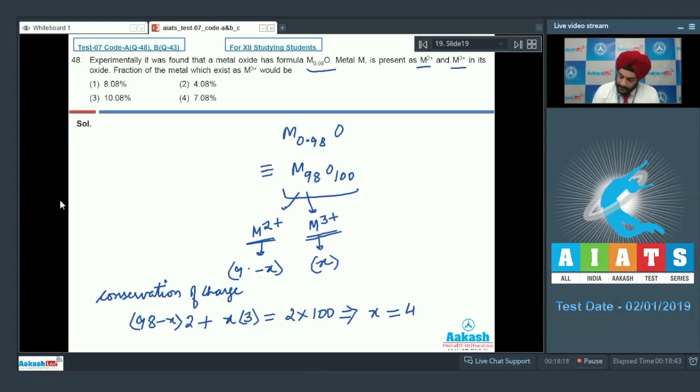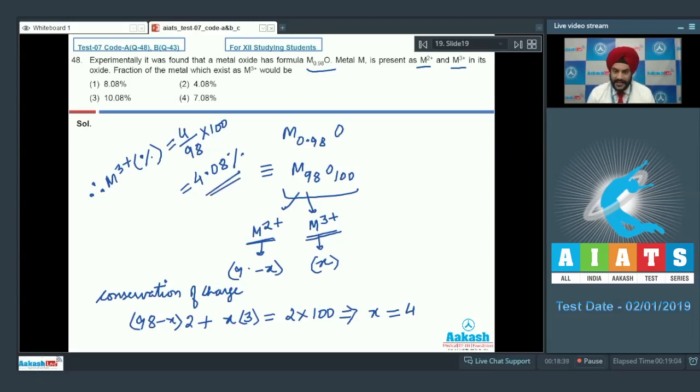So if we talk about the percentage of M3+ ions, we have 4 upon 98 into 100. And this value will be a little greater than 4%. So it will come out to be approximately equal to 4.08%. So if you look at the options, it is clear to us that we have to mark option 2 as the correct answer to our question. Let us look at the next question now.